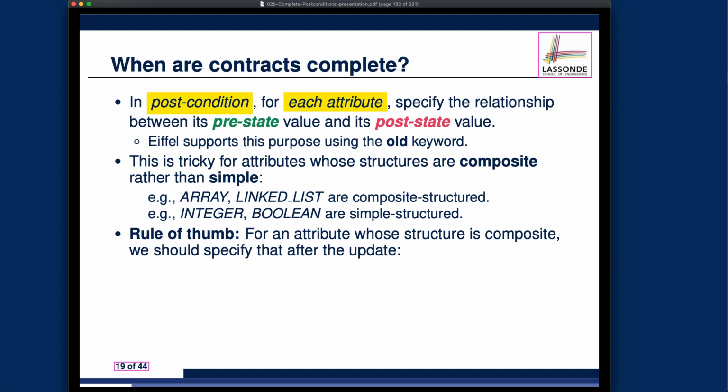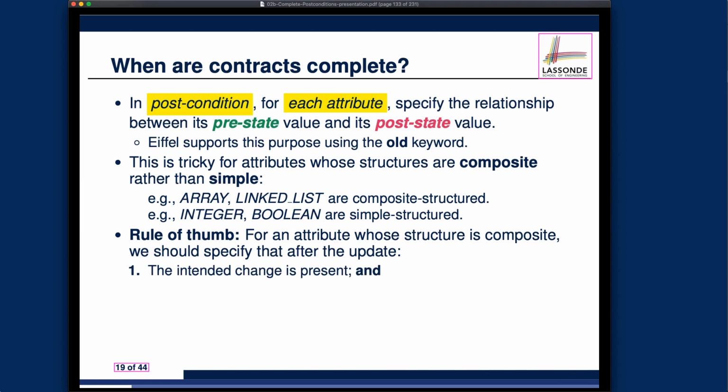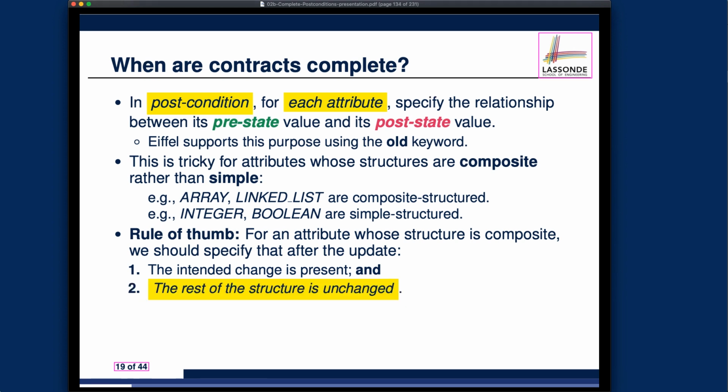For an attribute whose structure is composite, like an array, we should specify two cases after the update. In the case of change, you want to make sure the intended change is present. For example, you want to change a position i to be some value v. So you want to make sure that at position i, the value has been changed to v. And second, the rest of the structure is unchanged. So every index except for index i should remain unchanged.